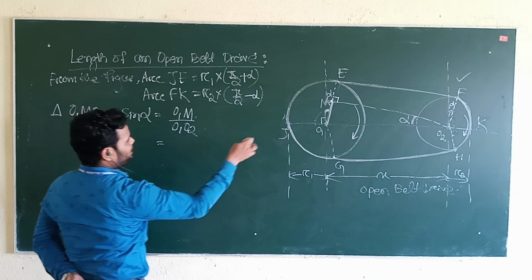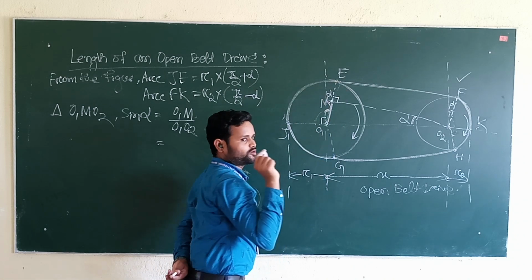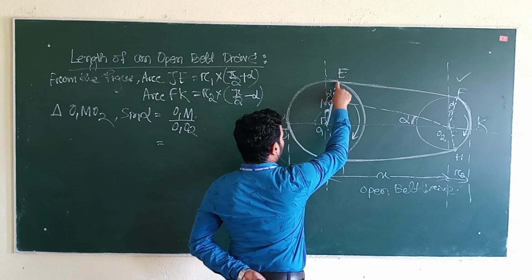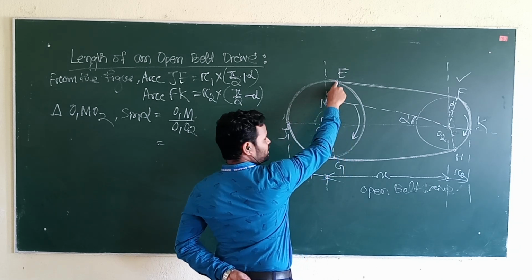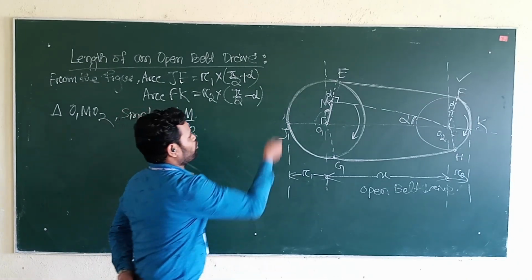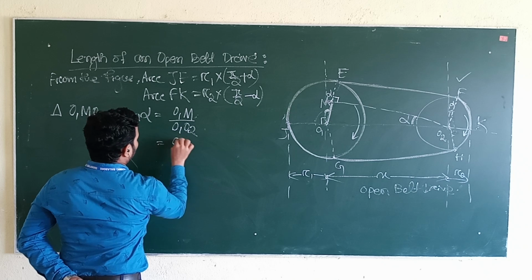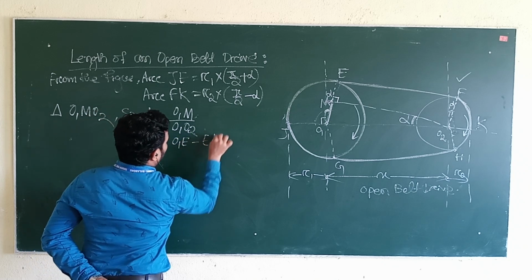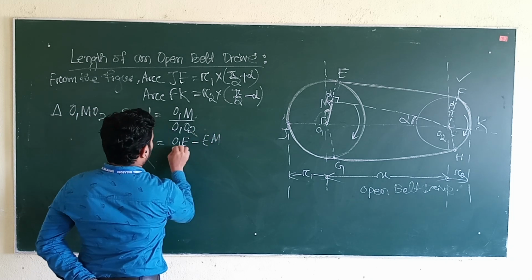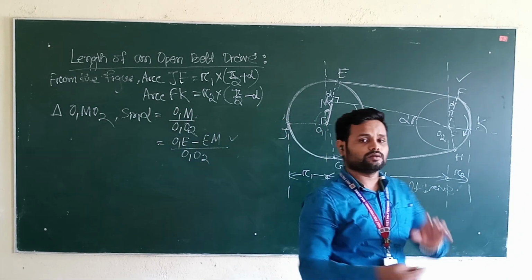So sin alpha means O1M divided by O1O2, right? This part is O1M. This total is O1E. If we subtract ME from O1E, the larger part is O1E, the smaller part is ME, we will get O1M. So we can write O1M equal to O1E minus EM. See here in the figure, sin alpha equal to (O1E minus EM) divided by O1O2. Why do we subtract here? Because we want to get the perfect value.